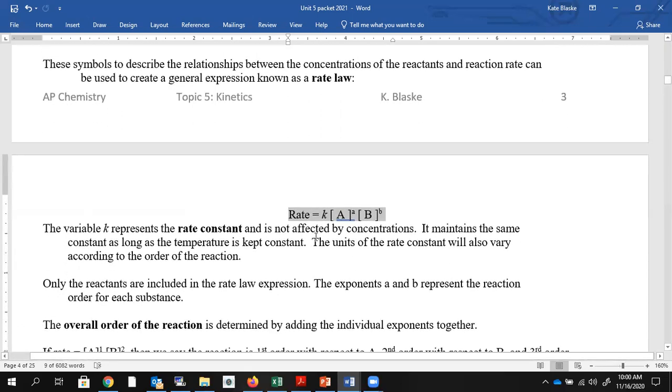This rate constant remains the same for a reaction as long as the temperature is kept constant. The value of K for the rate constant will also always be the same for a reaction as long as the temperature is the same.